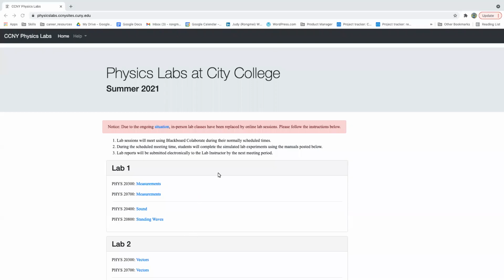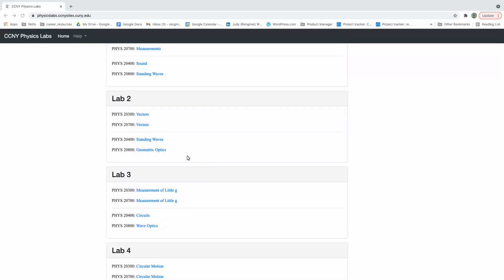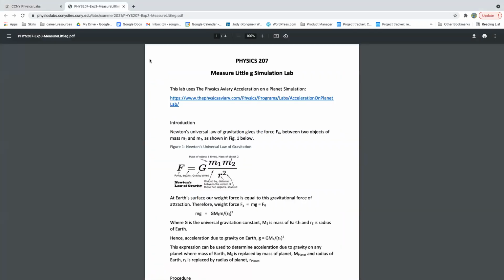Last time we went through the vectors. So this time we will do the measurement of little g. We can do it together. So basically, measurement of little g. We know Newton's law of gravity.